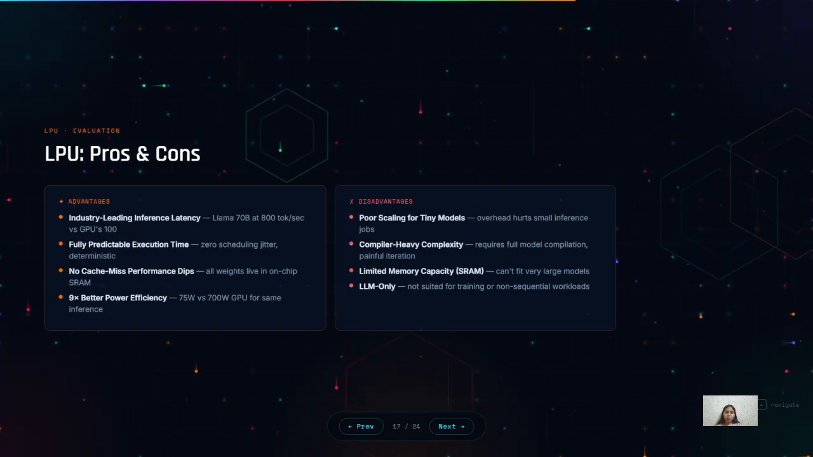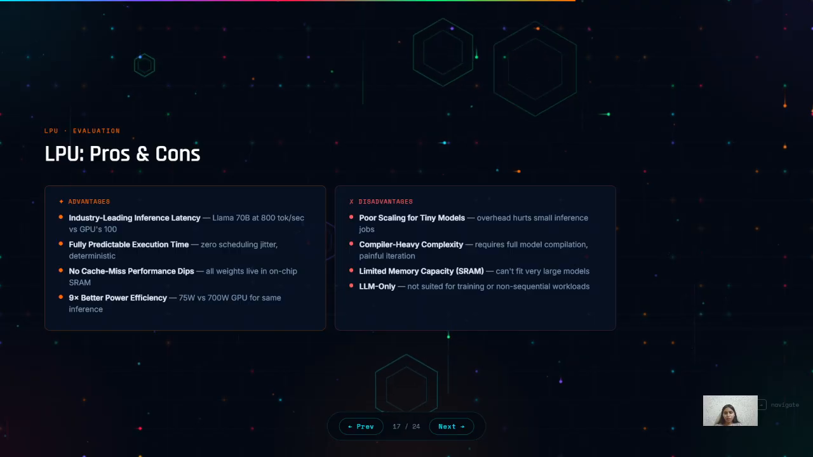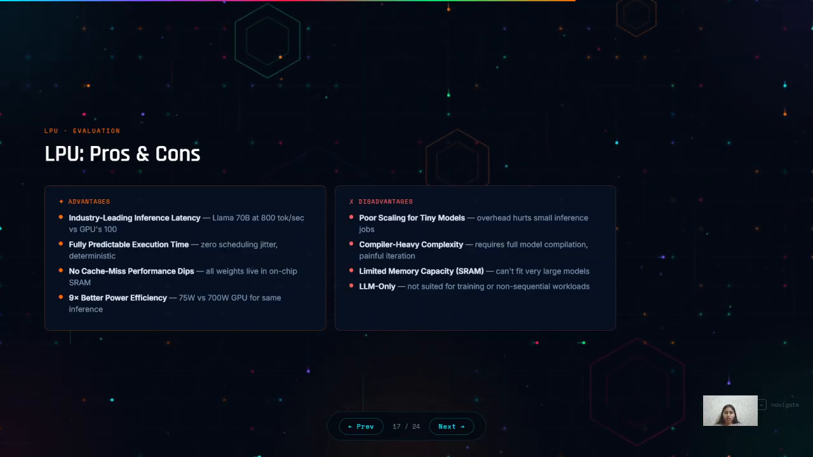Let's talk about the pros and cons of LPU. The LPU's biggest advantage is speed. Compared to GPUs, LPUs can generate significantly more tokens per second while consuming less power. They also avoid unpredictable scheduling delays. However, LPUs are highly specialized. They are excellent for LLM inference but not suitable for general-purpose AI training.